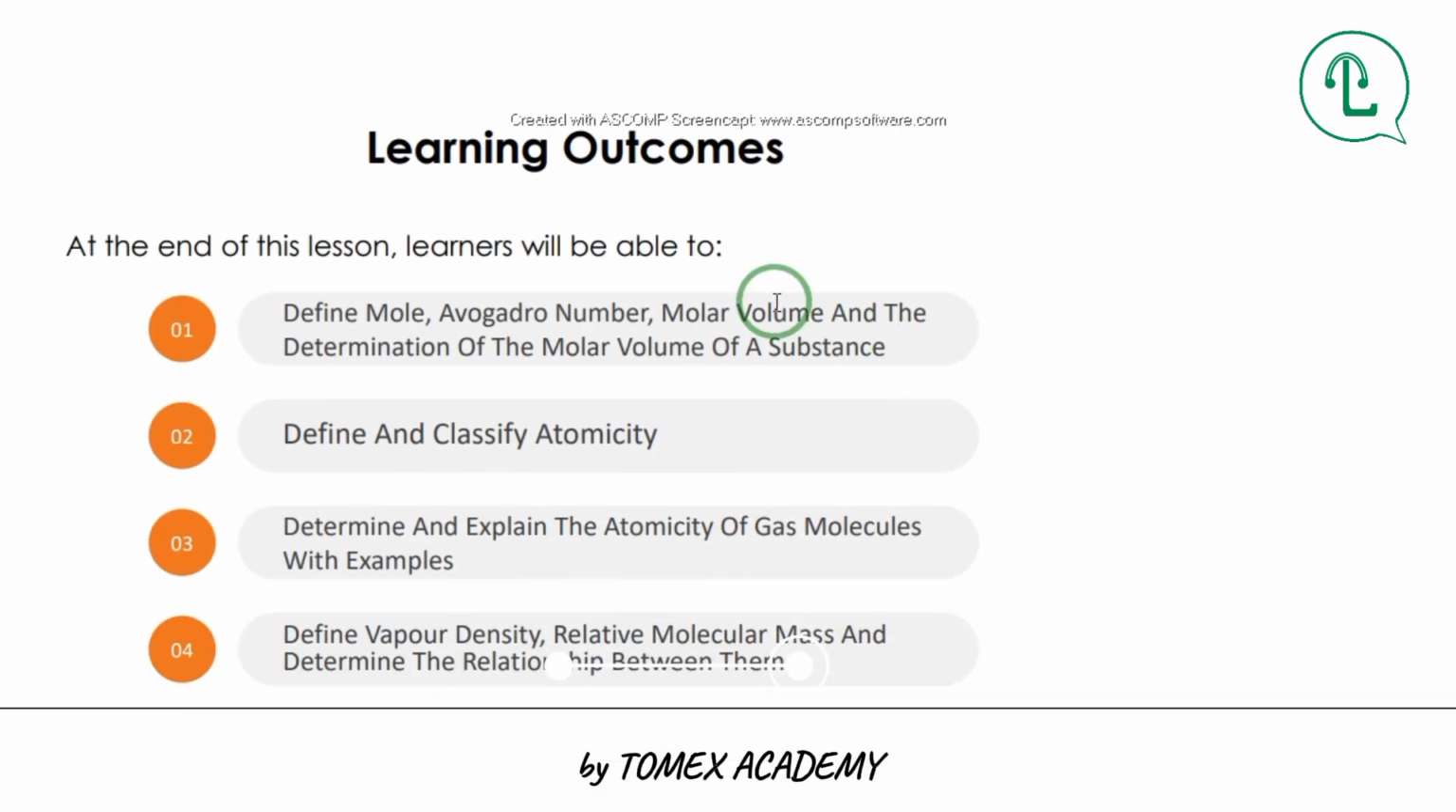Learning outcomes. At the end of this lesson, learners will be able to define mole, Avogadro number, molar volume, and the determination of the molar volume of a substance. Define and classify atomicity. Determine and explain the atomicity of gas molecules with examples. Define vapor density, relative molecular mass, and determine the relationship between them.